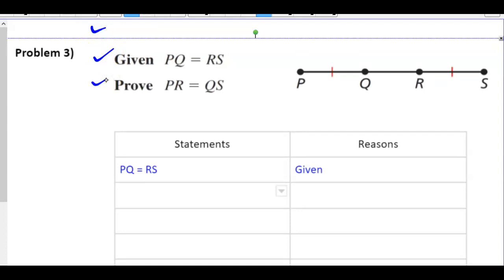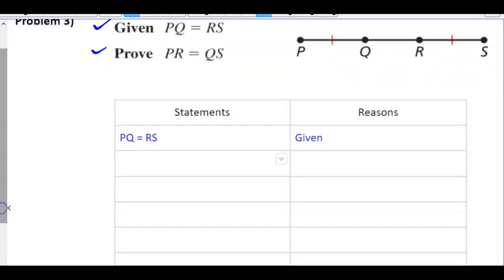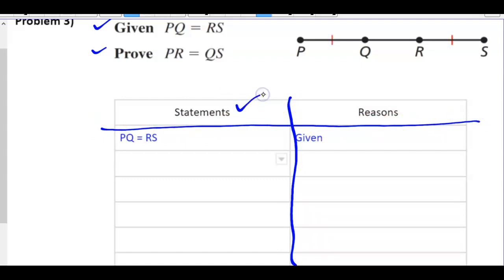Here's the deal. Some of you will only get this far on some of them, just because they're gripped. But this is actually a good start. It means you know that you draw this T-chart, you write statements, you write reasons or justifications, and you at least give me the first start and write given. Whether or not you can kind of see how to connect some statements to get to PR equals QS, that's kind of up to you.